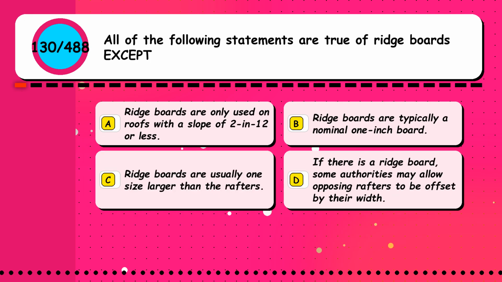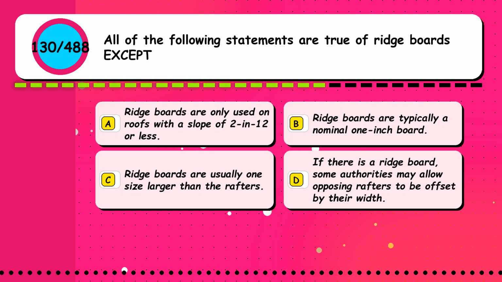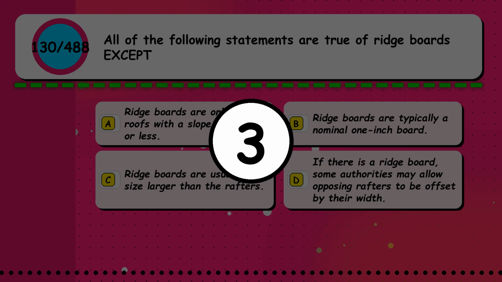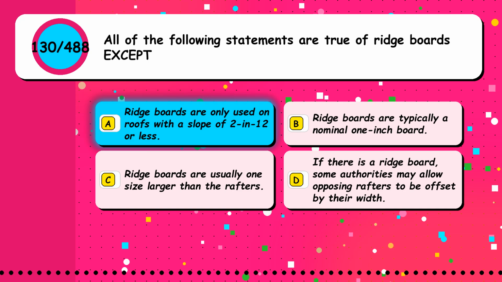Question 130. All of the following statements are true of ridge boards except: option A, ridge boards are only used on roofs with a slope of 2 and 12 or less. Option B, ridge boards are typically a nominal 1-inch board. Option C, ridge boards are usually one size larger than the rafters. Option D, if there is a ridge board, some authorities may allow opposing rafters to be offset by their width. The correct answer is option A. Ridge boards are only used on roofs with a slope of 2 and 12 or less.